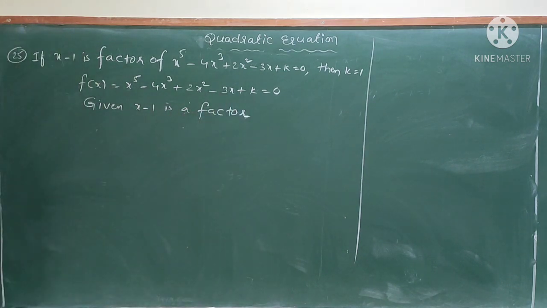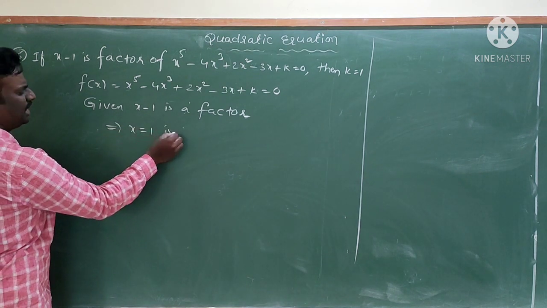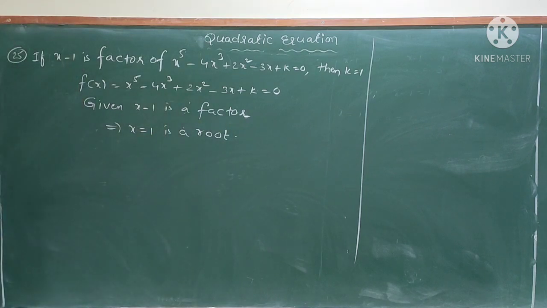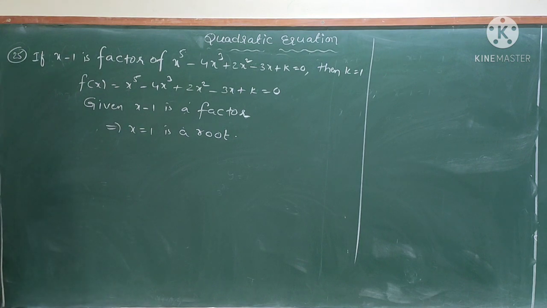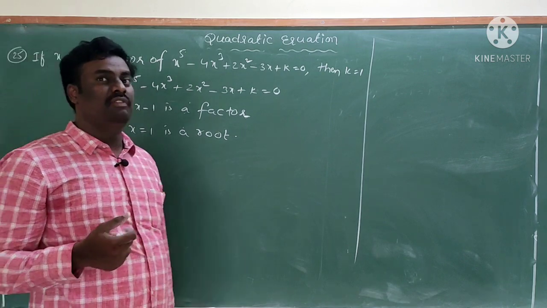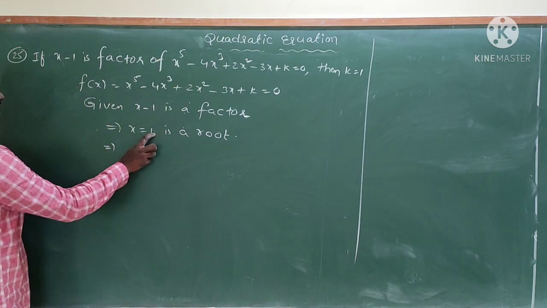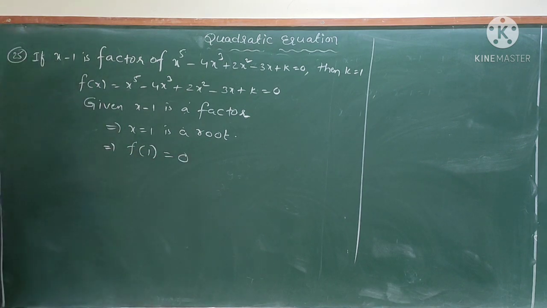If x minus 1 is a factor, then minus 1 goes to that side as plus 1, then x equal to 1 is a root. Understood? Why plus 1? If you send minus 1 that side, it becomes plus 1, then it is a root. What is meant by root? The value of x which satisfies the given equation. That implies if you substitute 1 in the given function, the answer must be equal to 0.